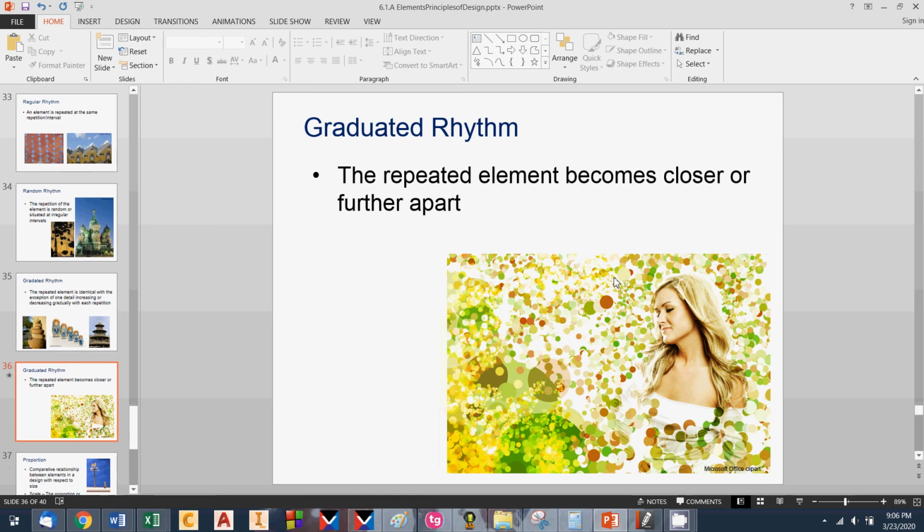All right. Here you can see that we have some gradiated rhythm as the individual background colored dots here. Obviously, they're all different. It's kind of a random rhythm even, but notice how they all lighten out towards the center of the image to provide some contrast for the person there. So we have both kind of a random rhythm and a gradiated rhythm going together here.